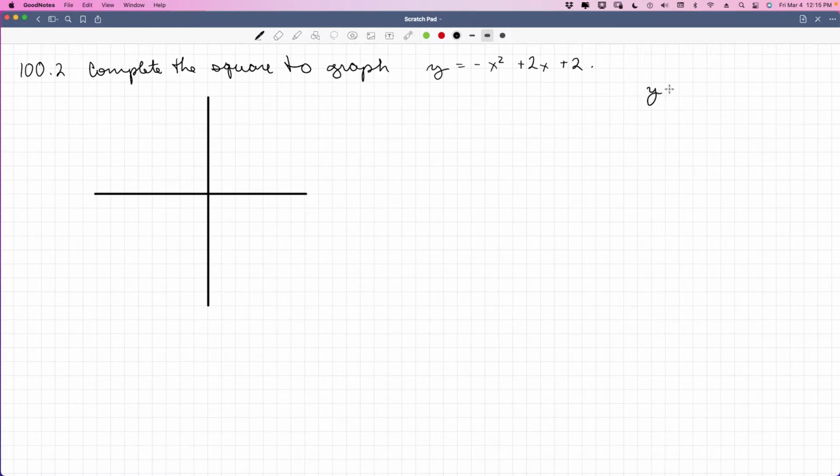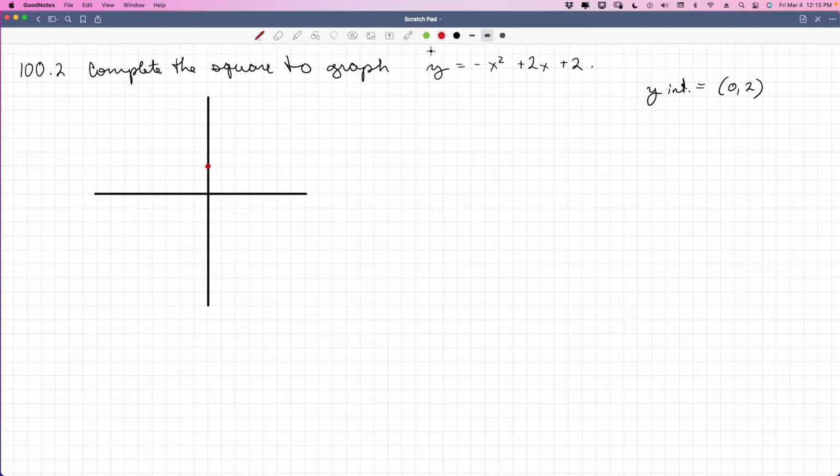And we see that we have our first point, our y-intercept. So that y-intercept is going to equal (0, positive 2). So we'll find (0, 2). Let me graph that here. There's our y-intercept. So now we're going to complete the square to find the rest of it.